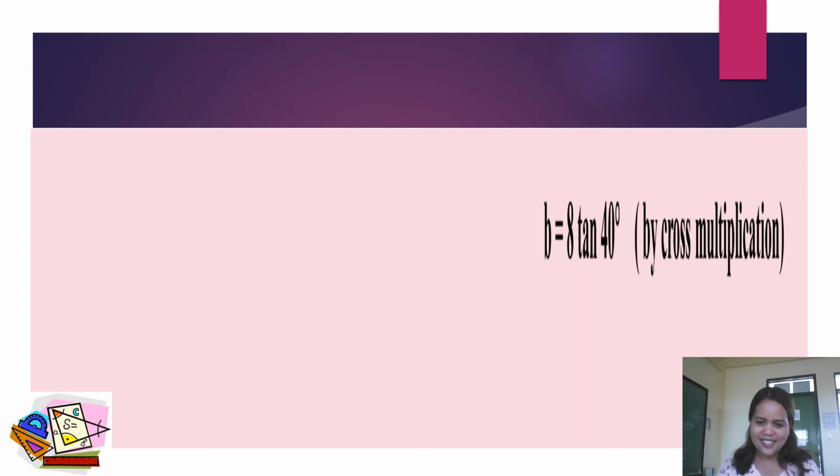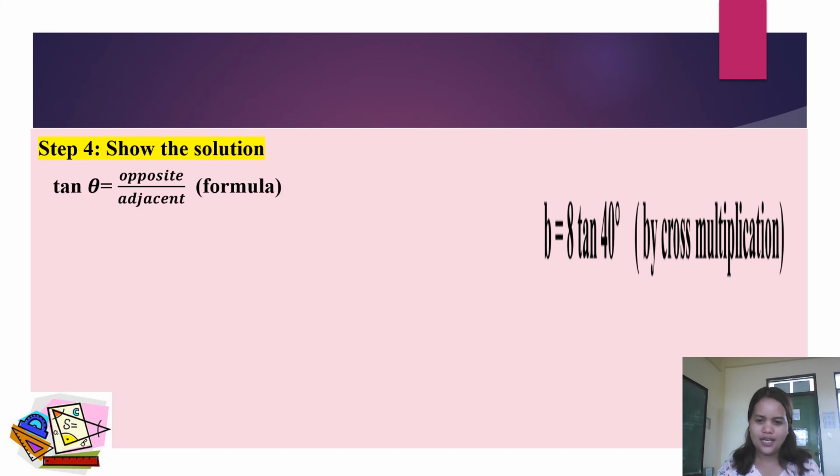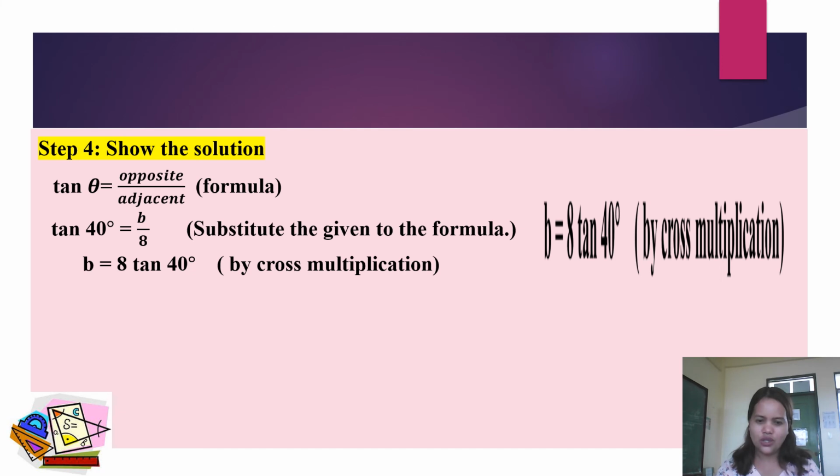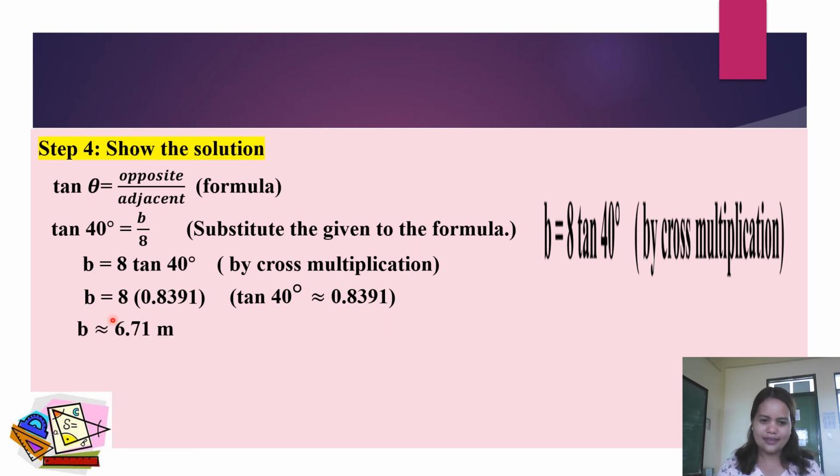Okay, very good. It's tangent, kasi we have opposite and adjacent, TOA. Okay. Then you're going to substitute the given on the formula. So tangent 40 degrees equals B over A. So by cross multiplication, so you have B over 1 is B equals 8 times tangent 40 degrees. Okay, next. Tangent 40 degrees by using scientific calculator, ito siya, estimated 0.8391. So when we multiply, that is 8 times 0.8391, B is approximately 6.71 meters.